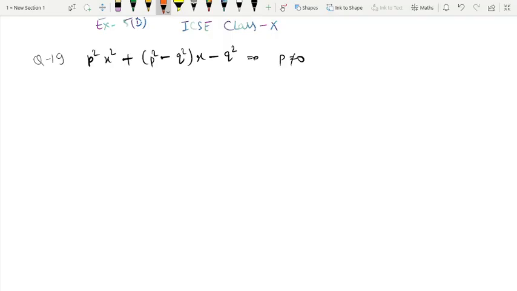So guys, here is a question. This question is to be solved with the Sridharacharya formula, or we can simply say the quadratic formula. So how can we do this question? Simply compare with the general form.